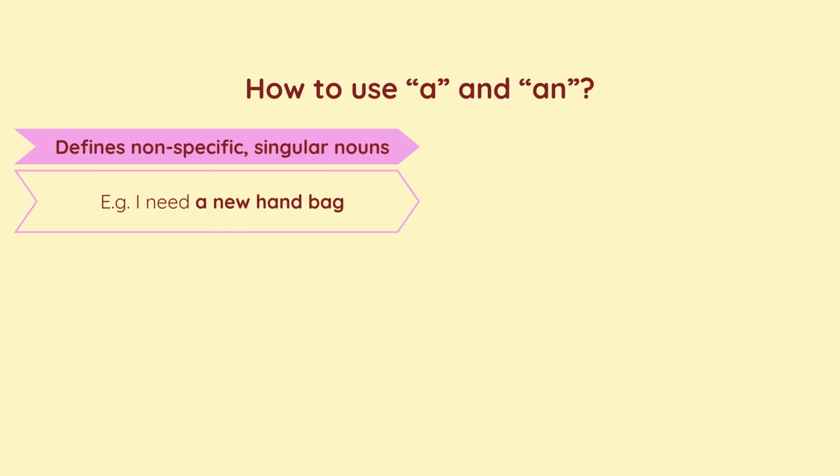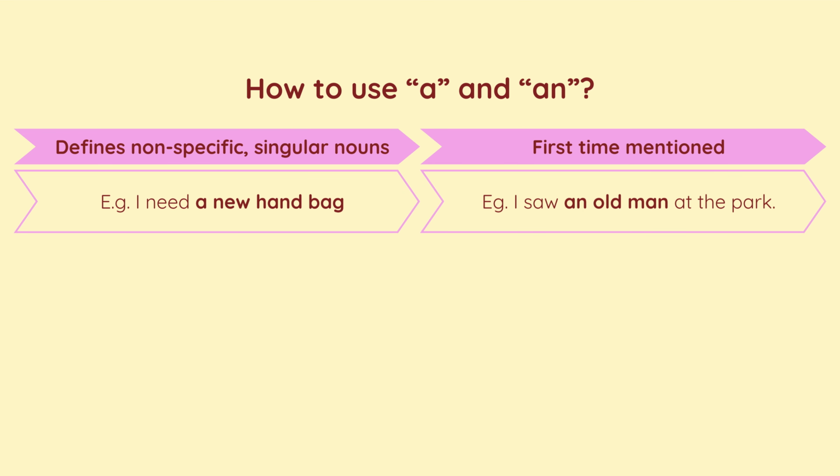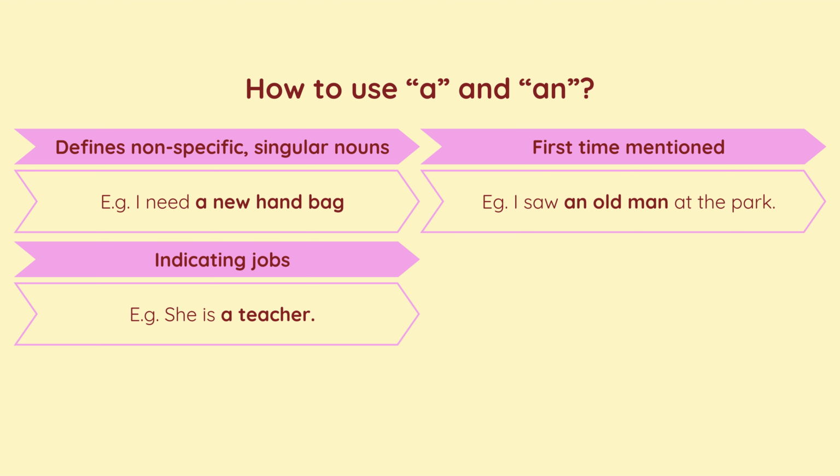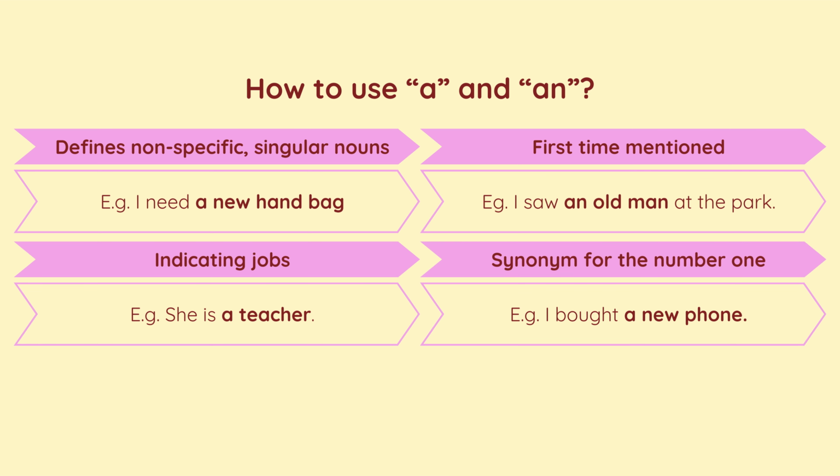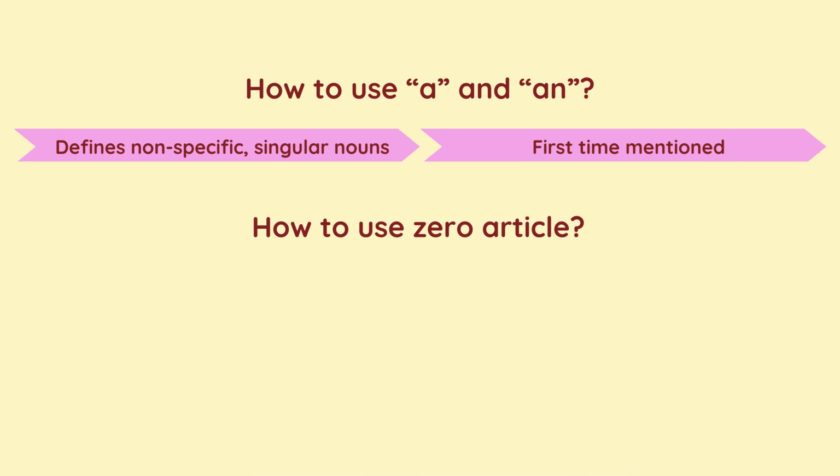First, when defining non-specific singular nouns. For example, I need a new handbag. Second, when it is the first time mentioned. For example, I saw an old man at the park. Third, when indicating jobs. For example, she is a teacher. Fourth, when it is the synonym for the number one. For example, I bought a new phone. Don't forget, a is for countable nouns, while an is for uncountable nouns.